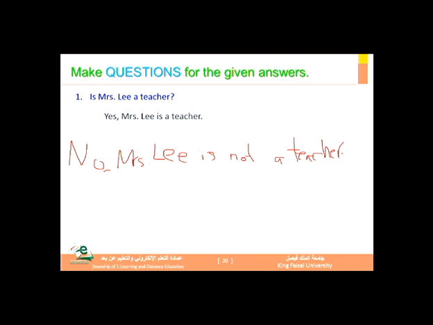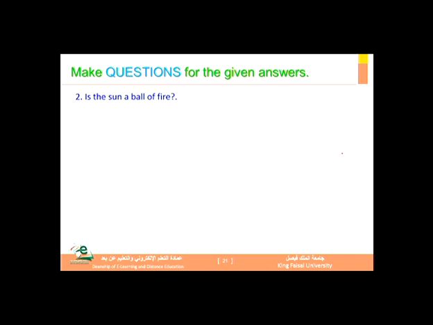No, Mrs. Lee is not a teacher. What about the following example? Is the sun a ball of fire? Yes, it is, because the sun is not a human being, so we have to use it rather than he or she. Is the sun a ball of fire? Yes, it is. Or, yes, the sun is a ball of fire. What if it is negative? No, the sun is not a ball of fire.